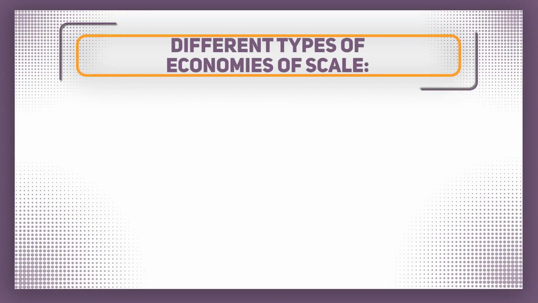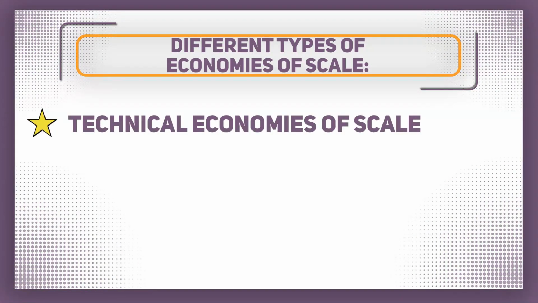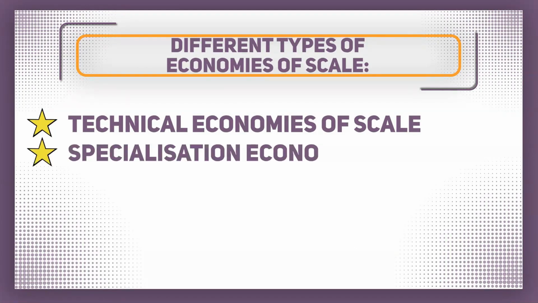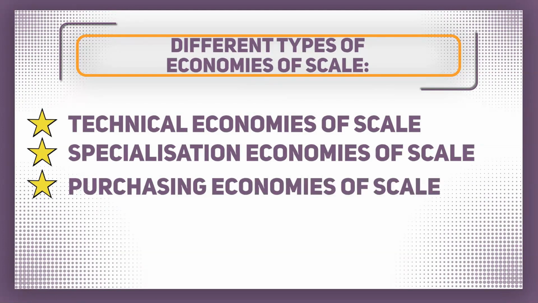We're now going to look at the main types of economies of scale that a business might benefit from. There are three main types. Firstly, there's technical economies of scale. Then there's specialisation economies of scale, and finally, there's purchasing economies of scale. Let's have a look at each type and how this might happen.